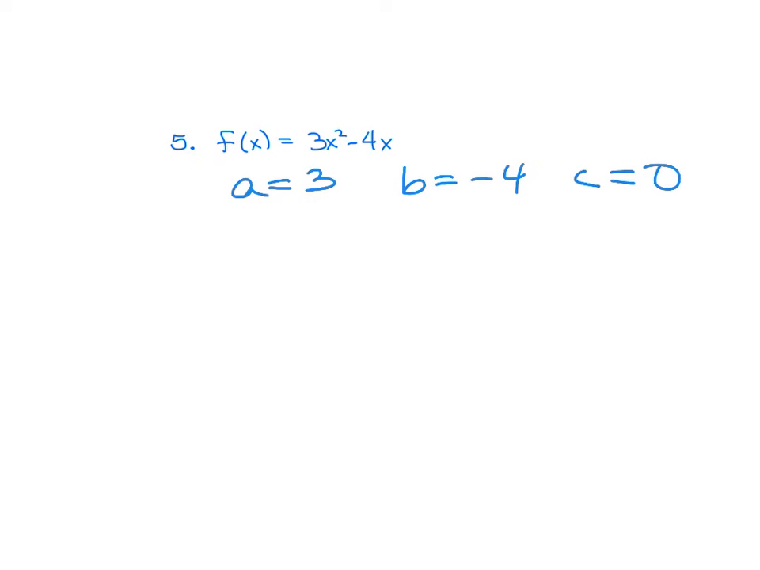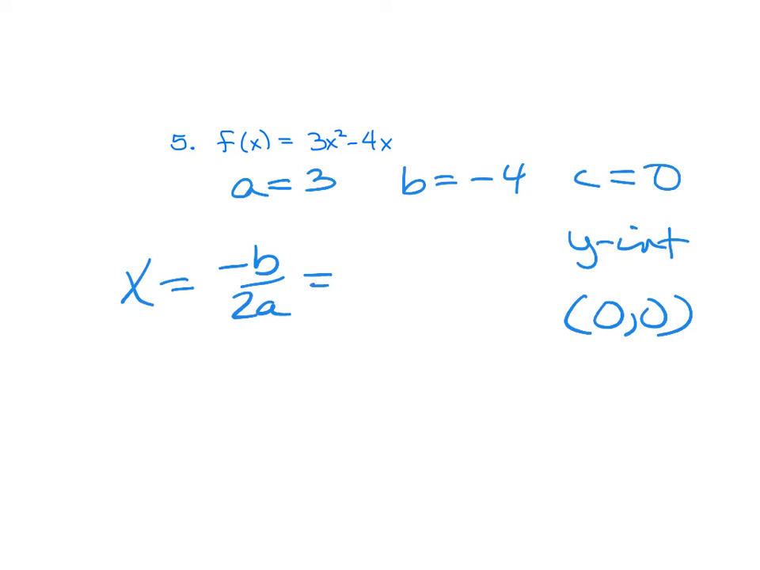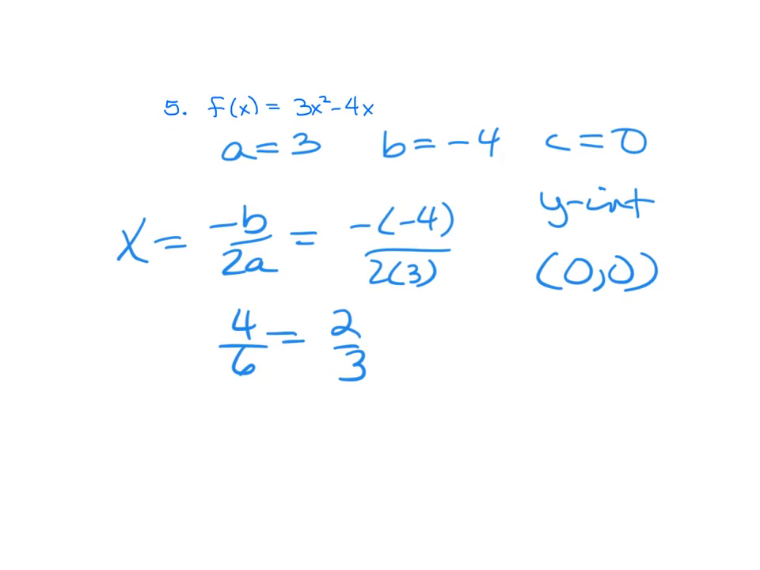Again, let's identify the A. So my A is 3. My B is -4. And my C is 0. So my y-intercept for this graph is going to be at 0, 0. So here, x equals -b over 2a, which is -(-4) over 2 times 3. So +4 over 6, and I'm going to simplify that to 2/3. So my axis of symmetry is at 2/3.